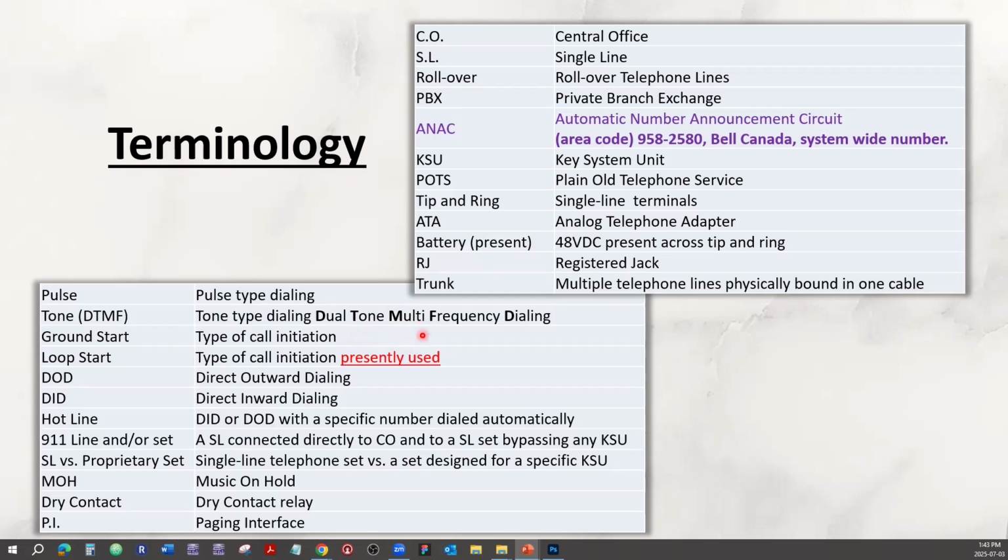So to remedy that, each number is assigned a dual tone, two specific frequencies. And when the receiving end sees those two specific frequencies at the same time, then it says, oh, number 3 was just pressed. That's how they can hear that funny sound when you press those numbers.